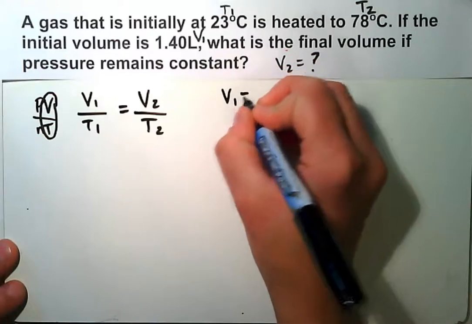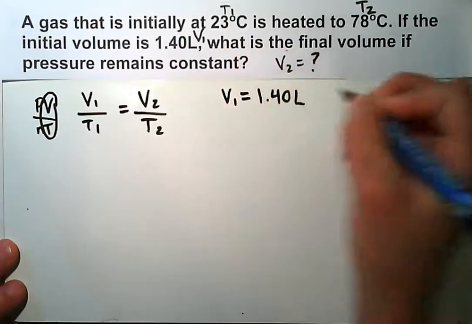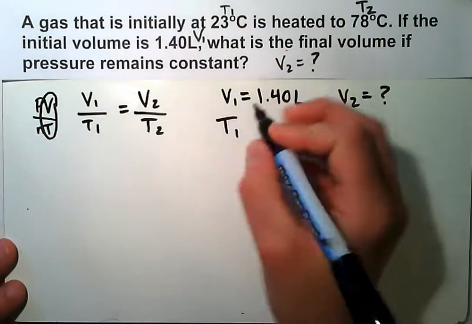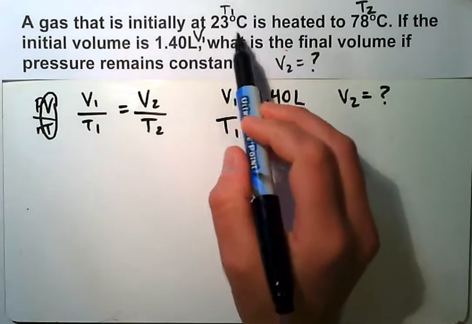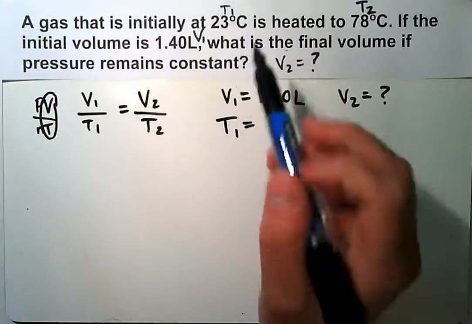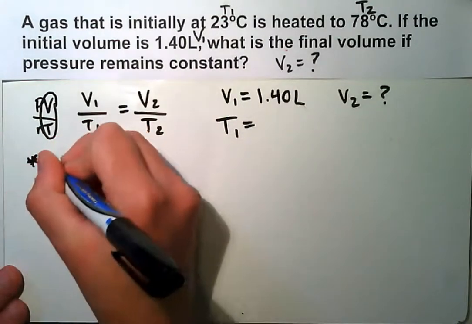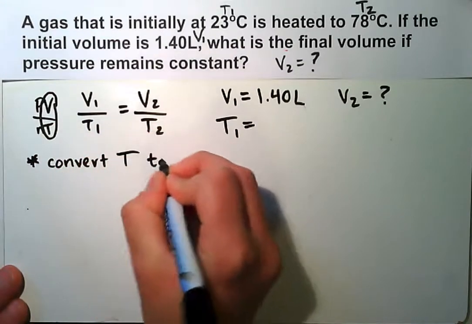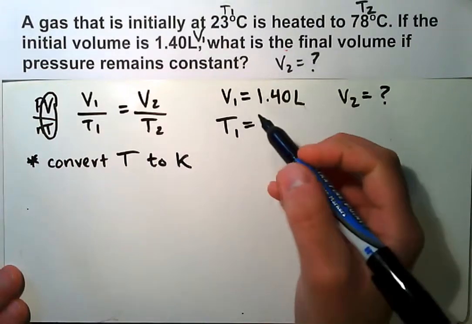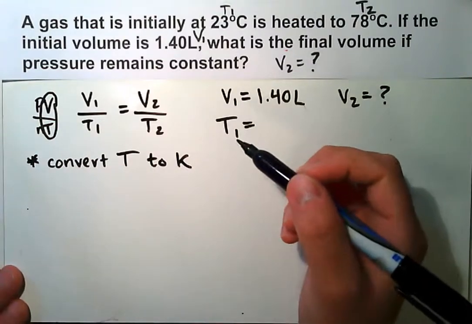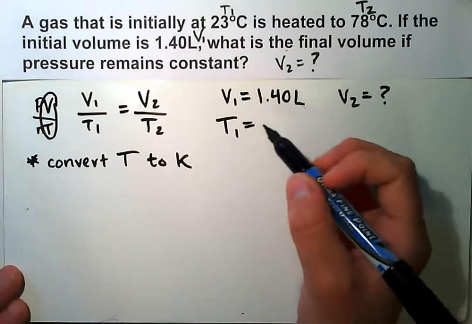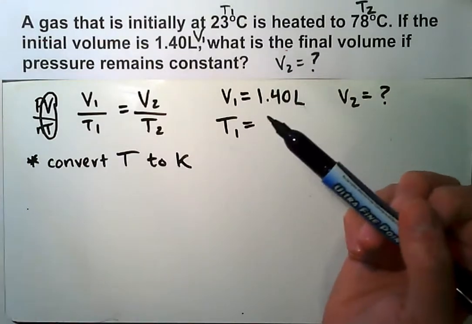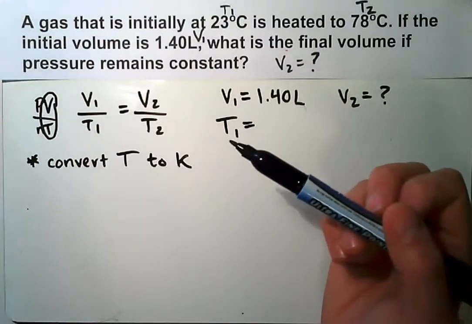So our V1 is 1.40 liters. Our V2, we don't know. We are looking for that variable. Our T1 is 23 degrees Celsius, but when we use Charles's law, we want to always convert our temperature to Kelvin. And this is because gas laws are not made to deal with negative temperatures. If you have a negative temperature, the gas law will not work. You won't be able to solve your equation properly.